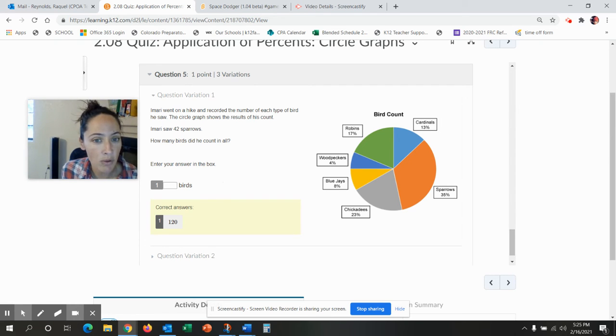Amari went on a hike and recorded the number of each type of bird he saw. The circle graph shows the results of his count. Amari saw 42 sparrows. How many birds did he count in all? Lots of different ways to solve this. Absolutely lots of different ways to solve this.